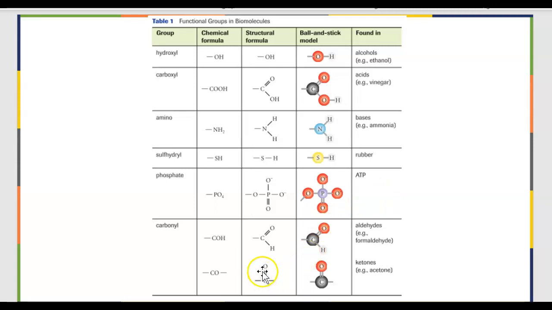And then finally, something called a carbonyl group, which has two forms depending on whether it's on the very end of a molecule or somewhere in the middle. But it's a carbon with a double-bonded oxygen. It'll look like this if it's at the end, and it will look like this if it's embedded in the midst of some other carbons. So these form things called aldehydes and ketones.